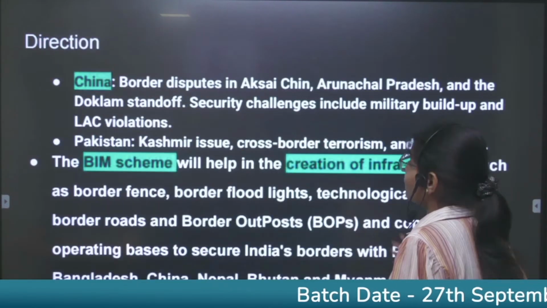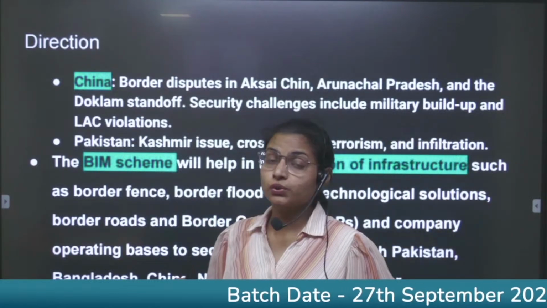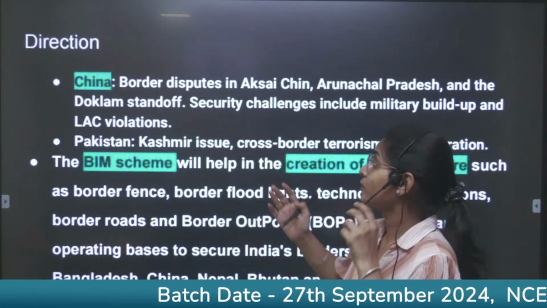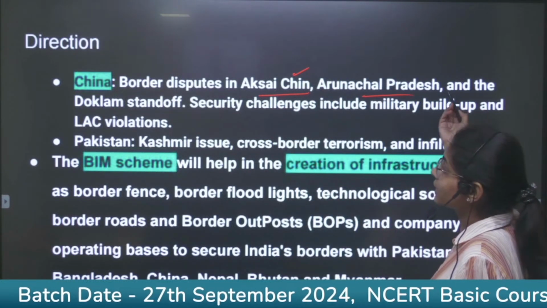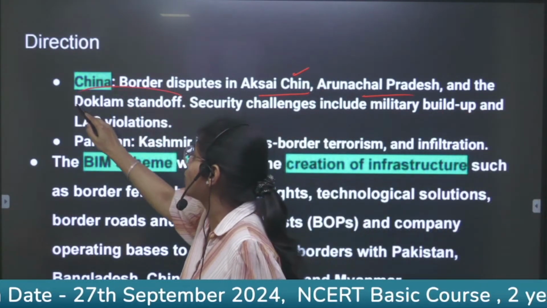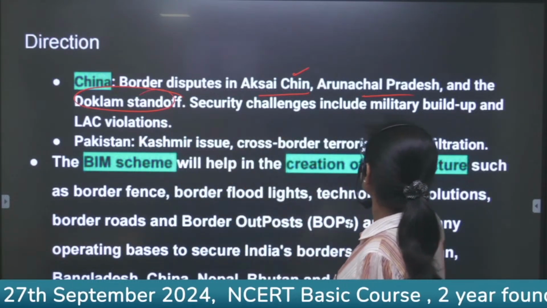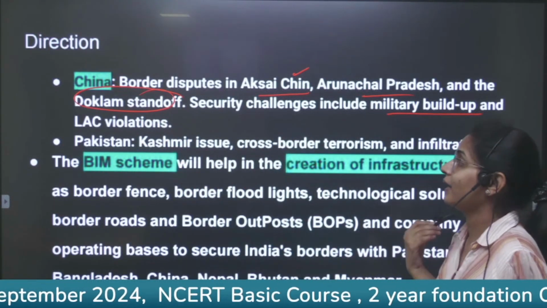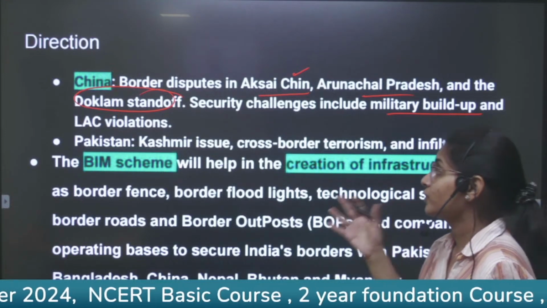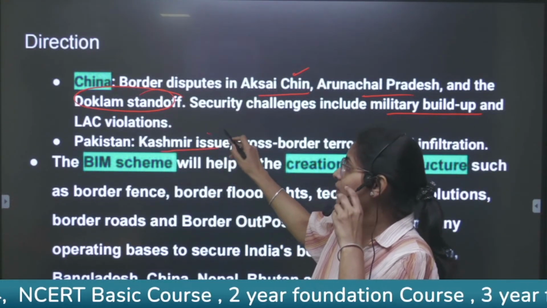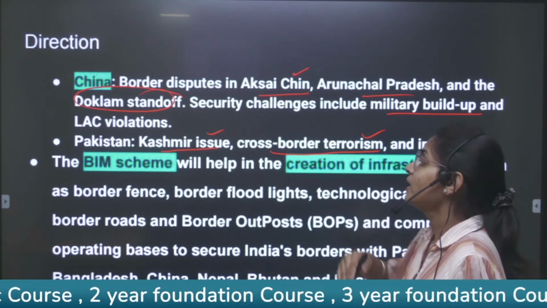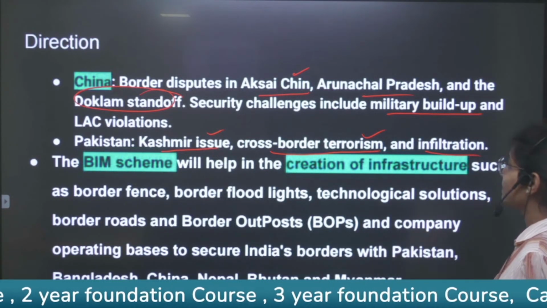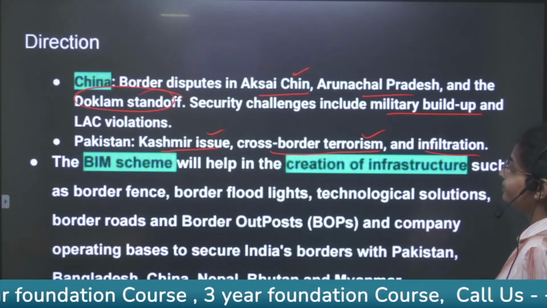And after drawing the map, you also need to write some points. With China, there is a border dispute in Aksai Chin and Arunachal Pradesh, and the Doklam standoff was also there. Security challenges include military build-up and LAC violations. With Pakistan also, we have the Kashmir issue, cross-border terrorism, and infiltration. So these kinds of problems you can write.